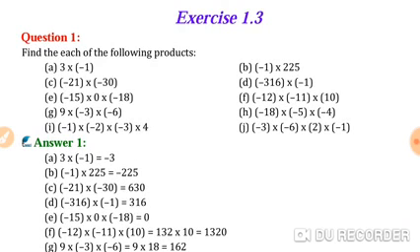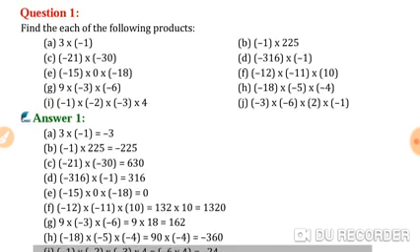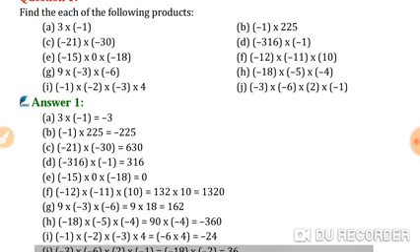Find each of the following products. See, here they have not mentioned any properties. Directly find the product, which means just multiply the integers and write the answers here. There is no application of any property. If they mention apply the property, then only we can apply it, otherwise don't. So find each of the following products.